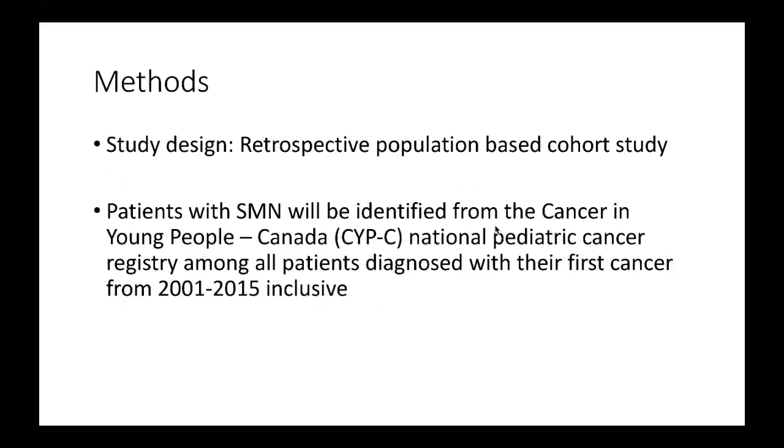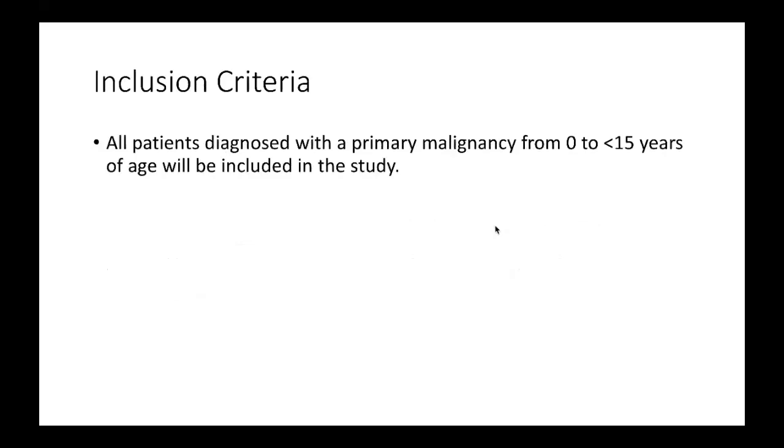Because this is CPSS based, this is a retrospective population-based cohort study. I think those are some of the strengths highlighted there. It's really a national data set, so I think that really adds. So patients with SMN will be identified from the CPSS registry among all patients diagnosed with their first cancer from 2001 to 2015. So really we are trying to leverage CPSS in its entire strength. I mean, that would probably include all patients in CPSS since its inception in 2001. So we're really hoping to identify all patients eligible for this study across the country.